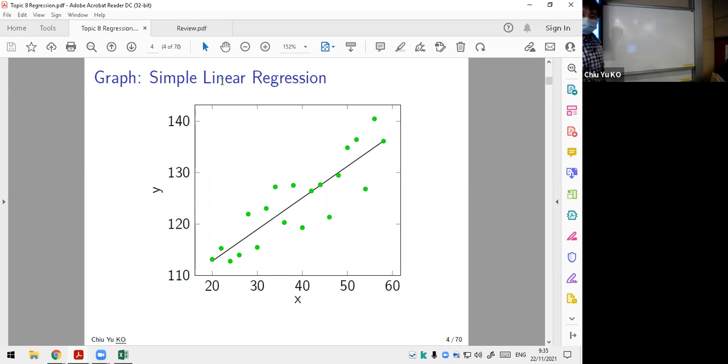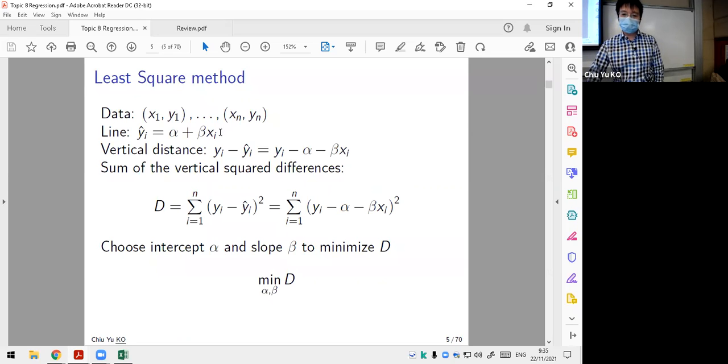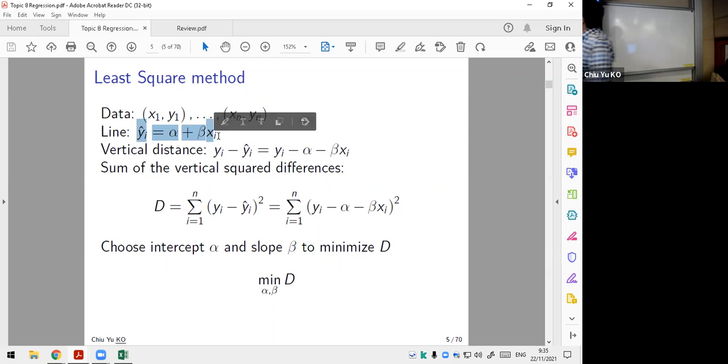Just to remind you, this is the slope intercept form: y equals alpha plus beta x. And the formula is this one, where I minimize the square distance.